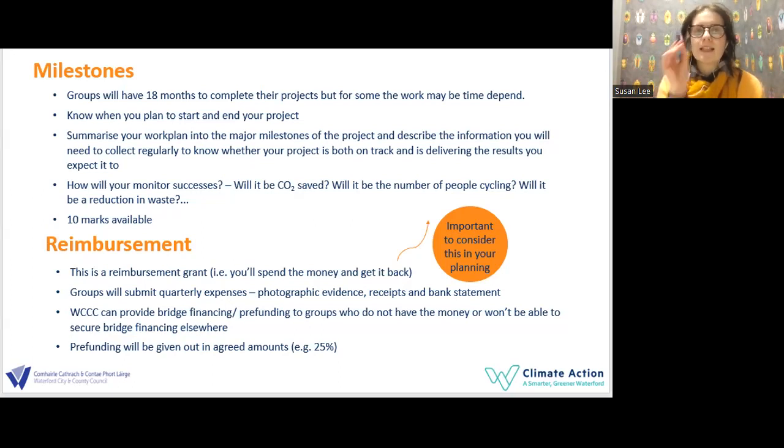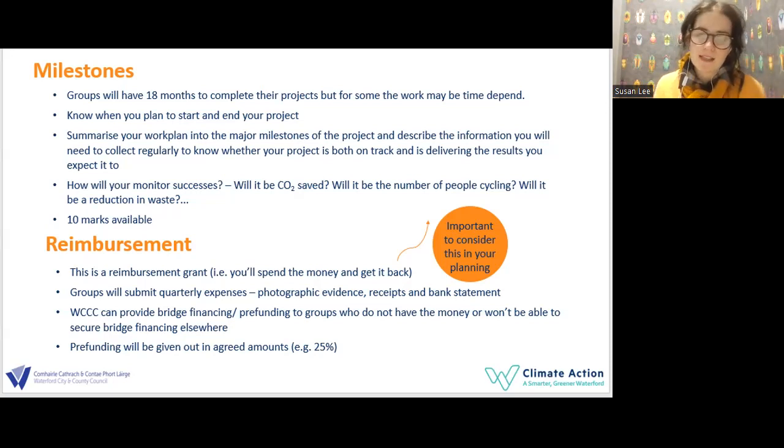Now, I just want to say that when you're considering the reimbursement and the pre-funding element, just make sure that you tie that back into the milestones. Because when you submit your receipt, we have to check it, and then we have to submit it to the Department of Environment. So that could take about a month and a half to get all that done. So if you're waiting to get your money back to start your next bit, just have that considered roughly in the timeline.